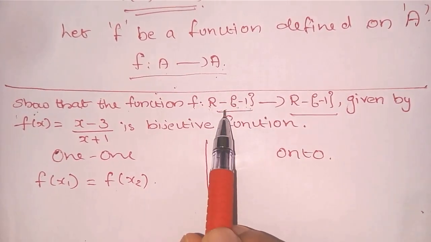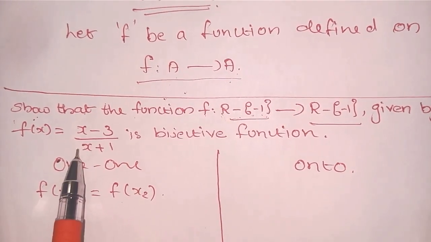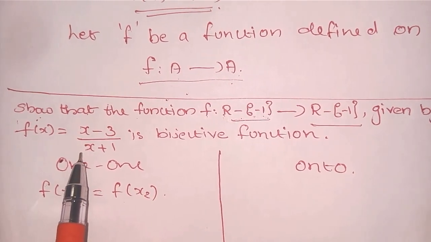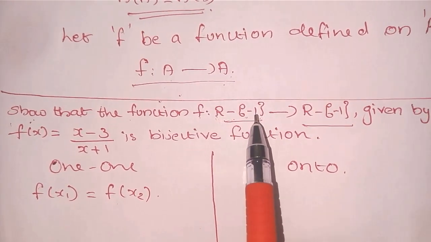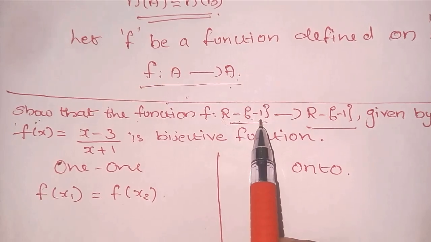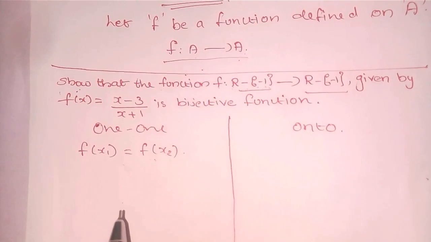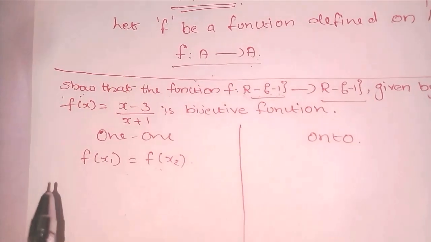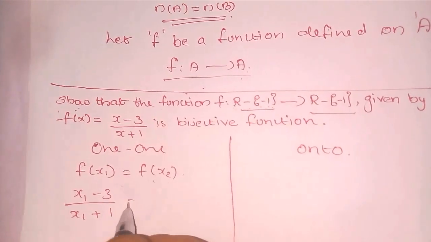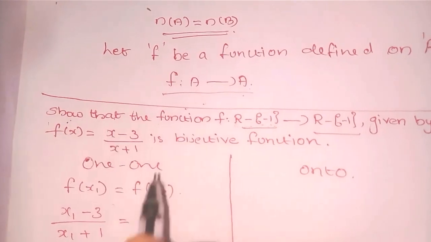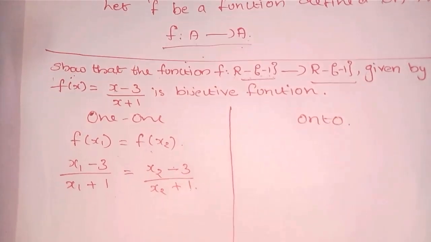Why are we eliminating -1 from the domain? If we substitute x equal to -1 in the given function, the denominator becomes 0. That is why we are eliminating -1 from the domain. To find f(x1), in f(x) we replace x with x1, that's all. So (x1 minus 3) divided by (x1 plus 1) is equal to f(x2), where we replace x with x2, that's all. (x2 minus 3) divided by (x2 plus 1).